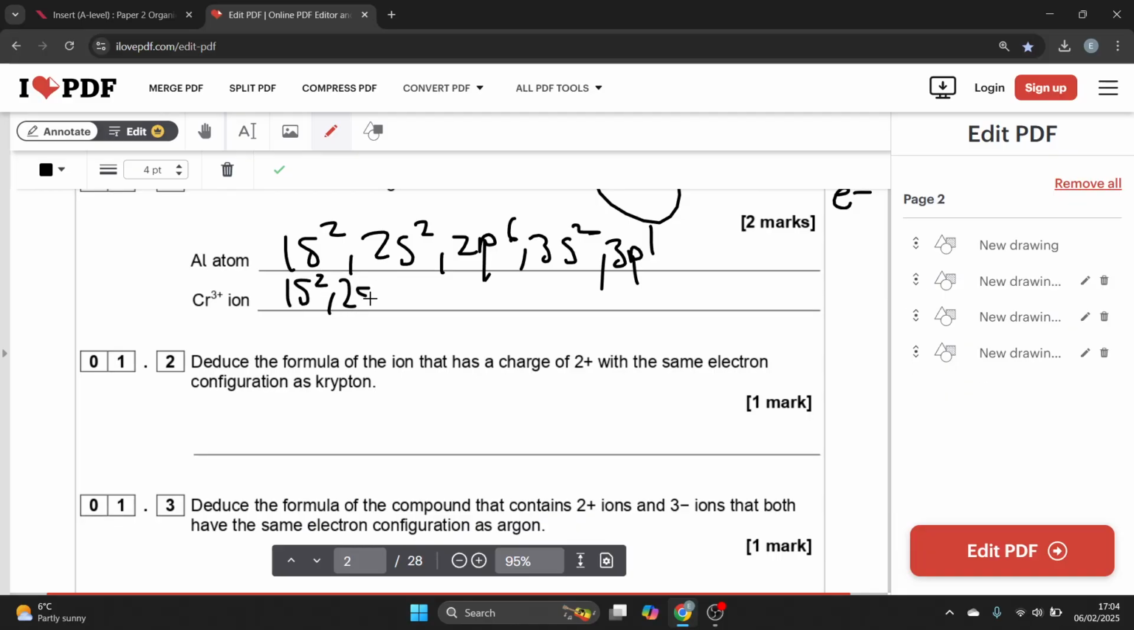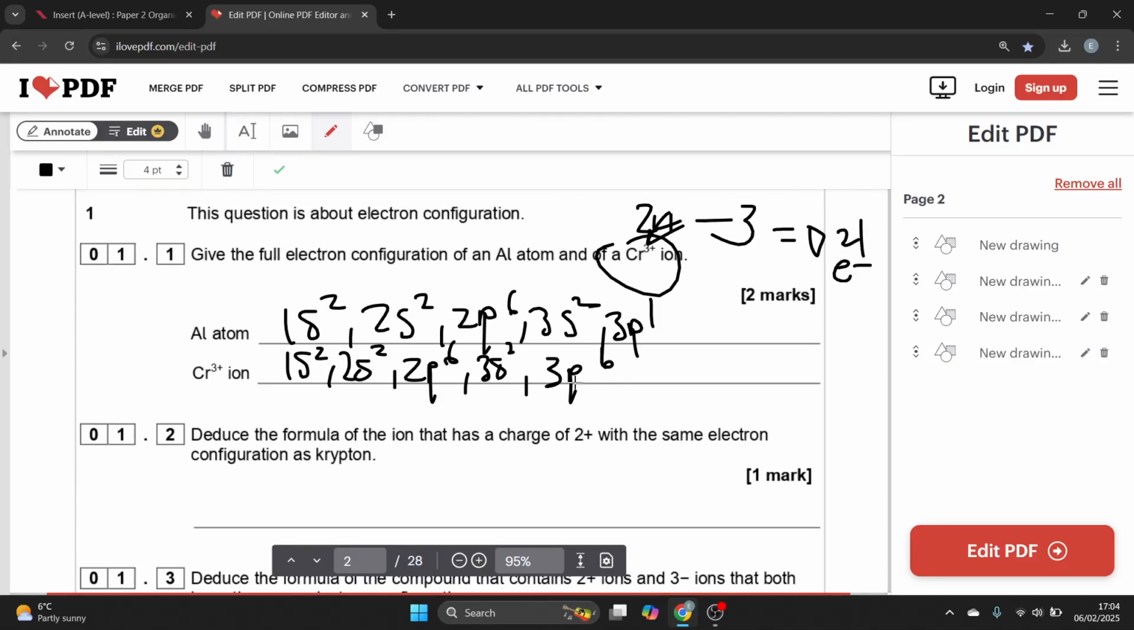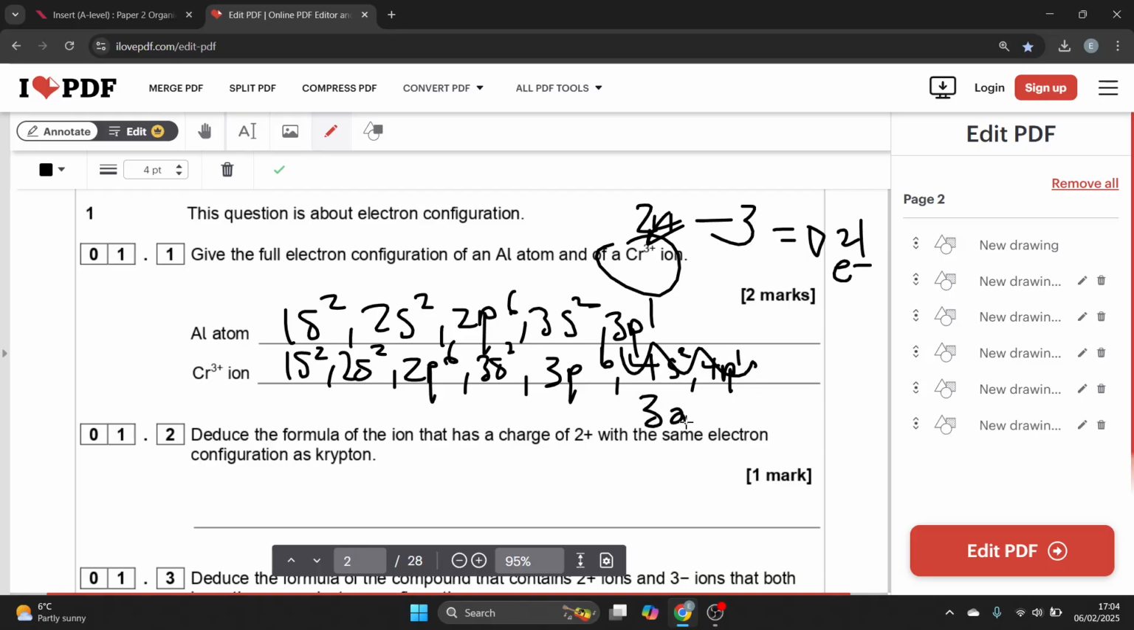1s2, 2s2, 2p6, 3s2, 3p6. Now how many do we have? 4, 10, 12, 18, 4s2, 20, 4p1, right? But instead of saying that, what it's supposed to be is 3d3. So 1s2, 2s2, 2p6, 3s2, 3p6, 3d3.